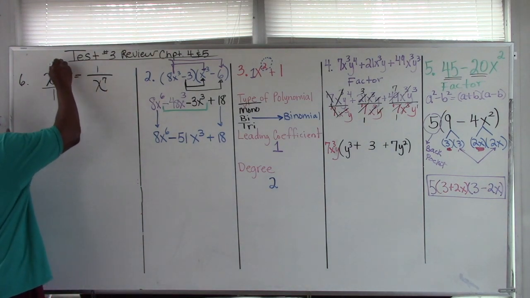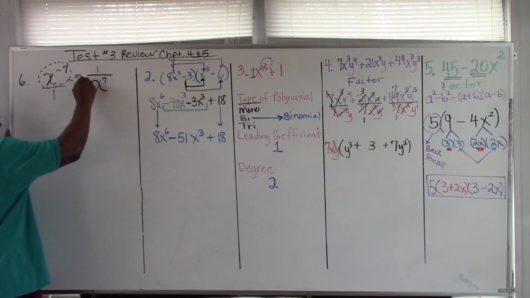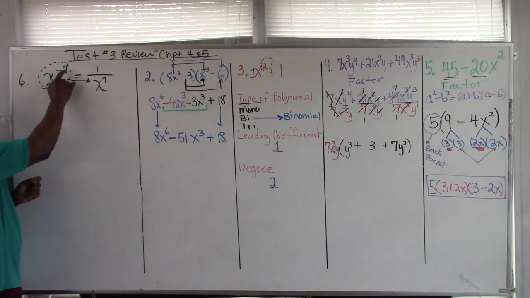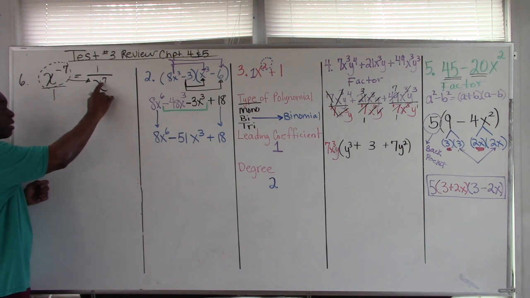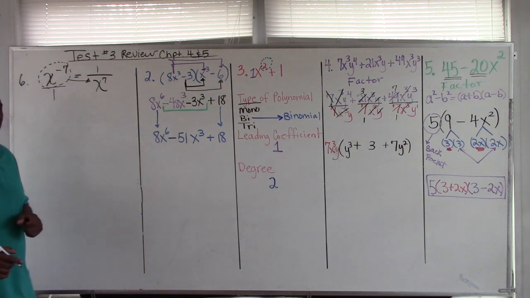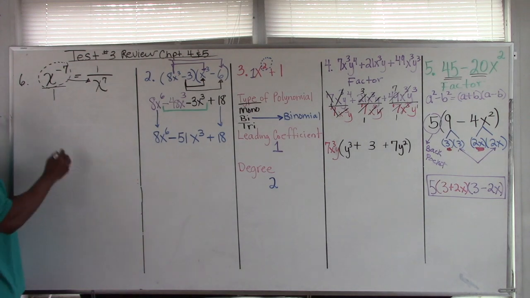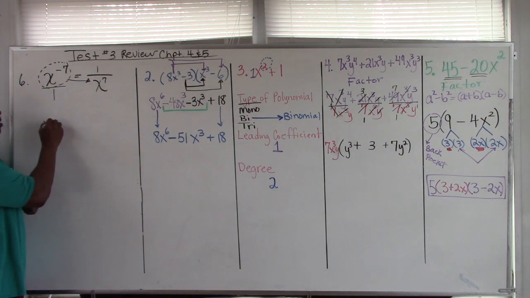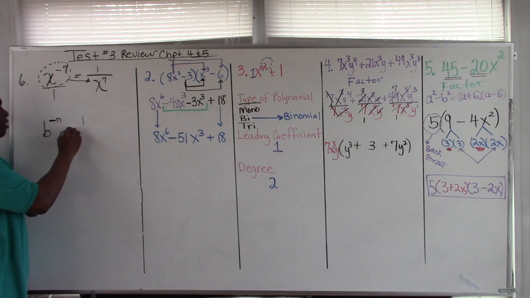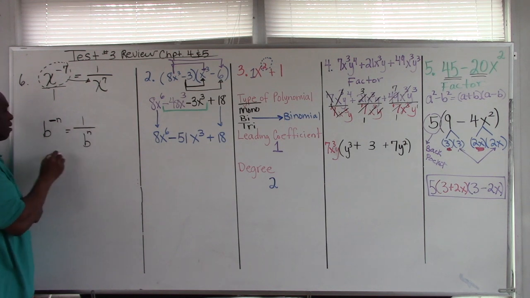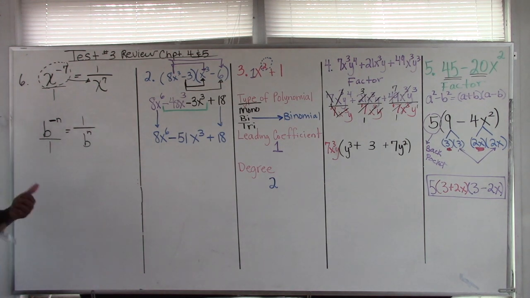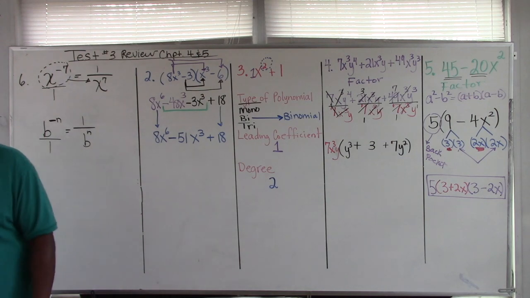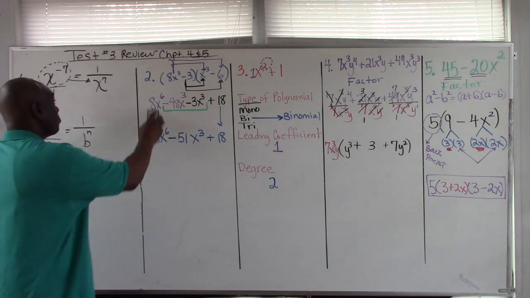We took this whole expression and moved it down to the denominator. Moving it down to the denominator causes our exponent to become positive. The rule states that b to the negative n equals 1 over b to the n, and this is really over 1. So that's really what happens. Just move it. That's going to do it for number 6. Okay, number 7.